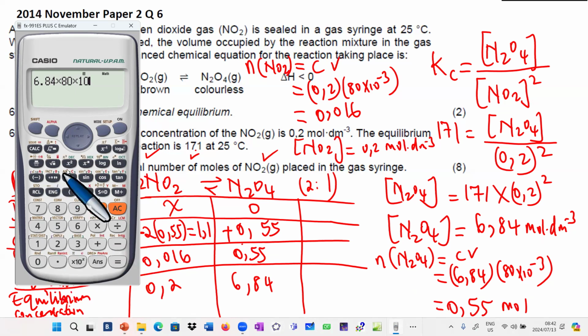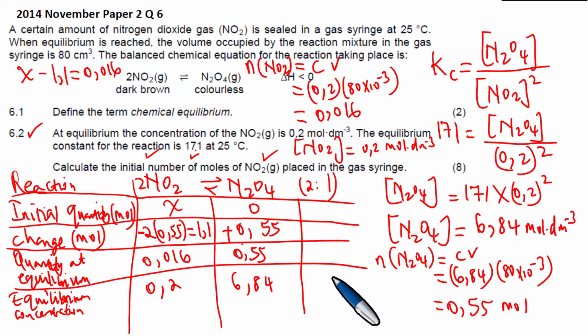80 times 10 to the minus 3. Okay, we wrote this one, 5472. We rounded that off to that. But please allow me to write a more accurate result here, which is 0,5472. So the number of moles of N2O4, 0,5472, that's what we have. It's going to help us get a more accurate answer here.